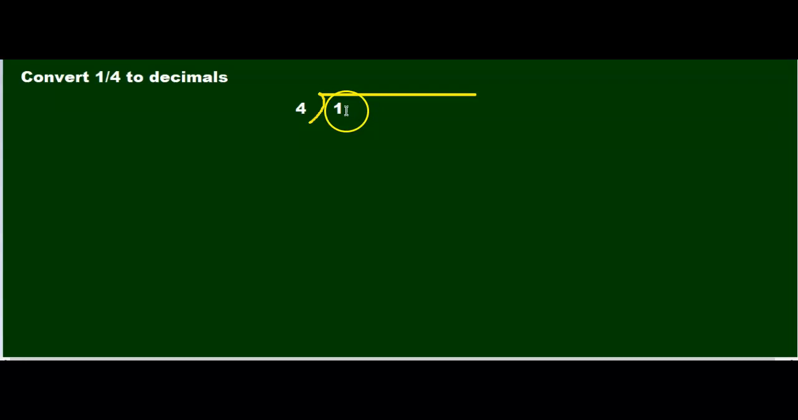Now 4 cannot go into 1, so I'm going to put a decimal, which gives us 1.0. Now we haven't changed our value. 1 is still 1.0 is still 1. But now we can look at this. So 4 cannot go into 1, so we're going to put a 0 there, a point. Now 4 can go into 10 2 times, because 2 times 4 gives you 8. 10 minus 8 is 2.